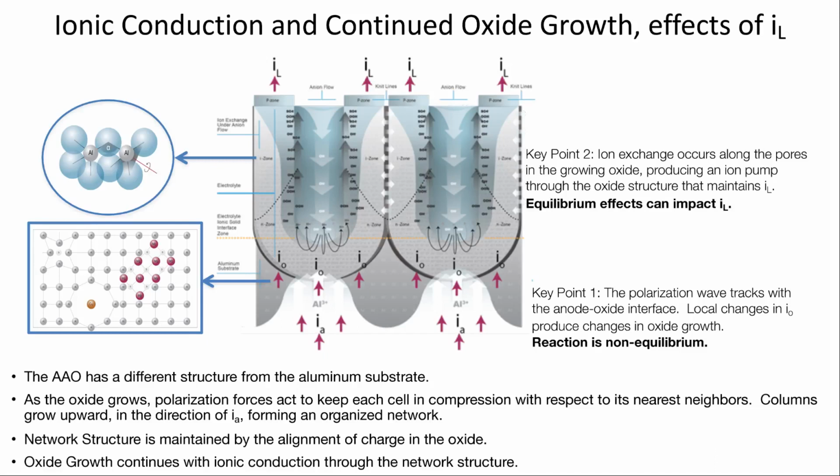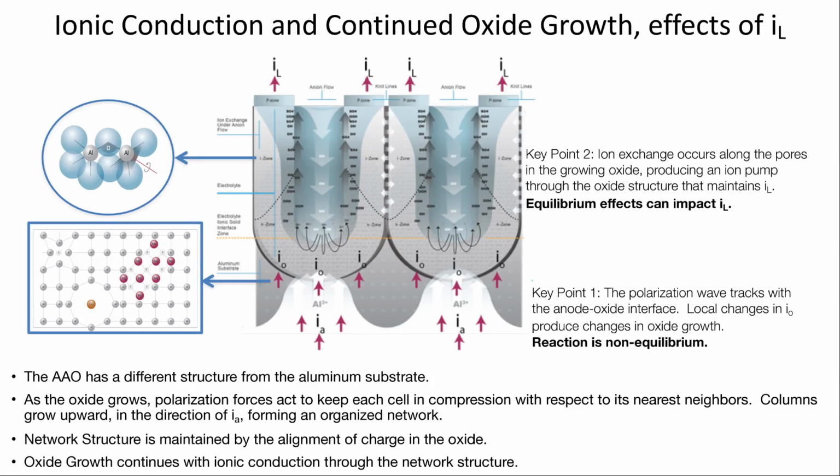And that key point number one, that polarization wave, that tracks with the metal oxide interface. As we consume the aluminum, of course, we're also growing oxide outward. So when we transition above the amplitude of that current density wave, we transition from a reaction that is purely non-equilibrium, making pure anodic alumina, to something that sees the equilibrium effects from the electrolyte. We start to see some dissolution. We start to see redeposition of things that have dissolved into the electrolyte and perhaps haven't escaped the current density wave. The structure of the oxide is different from the structure of the metal.